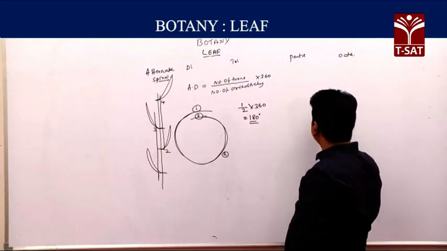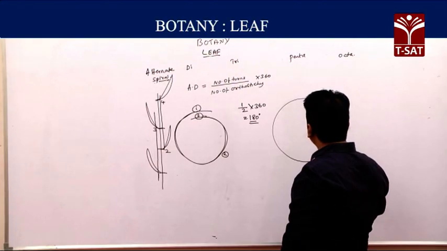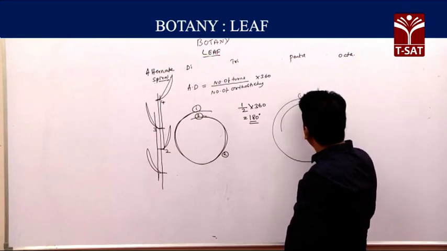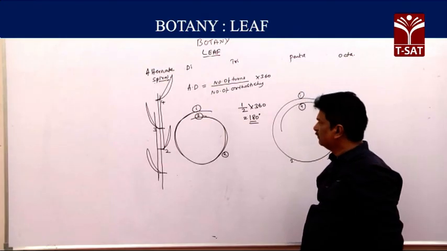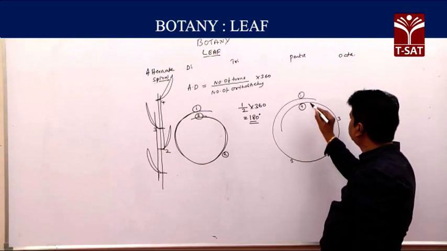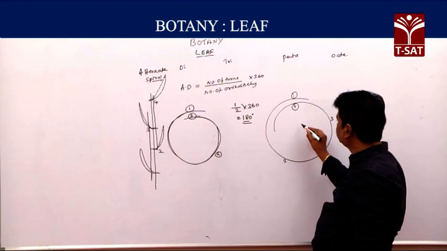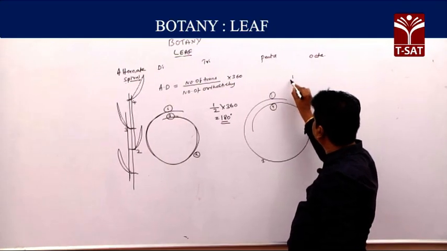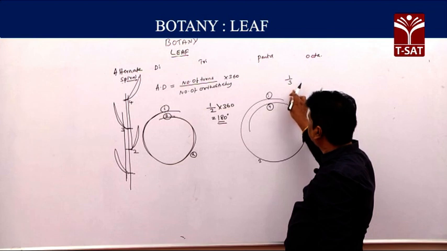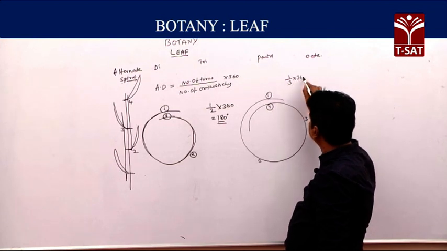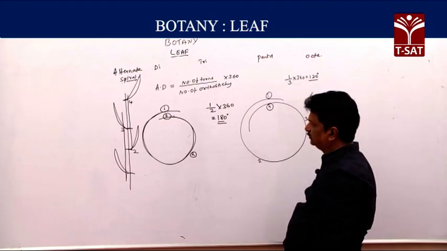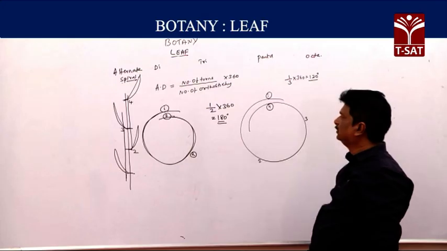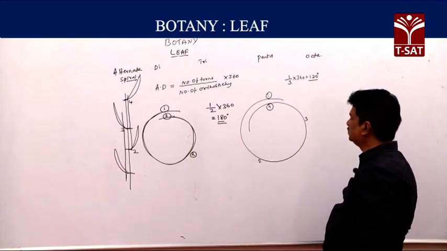The next one: the fourth leaf is placed over the first leaf. So from the first leaf to reach the fourth, the genetic spiral makes 1 turn, and number of leaves is 3, into 360. So the angular divergence is 120 degrees.